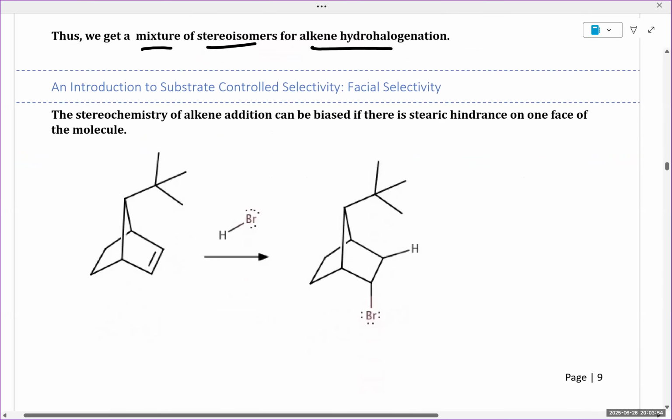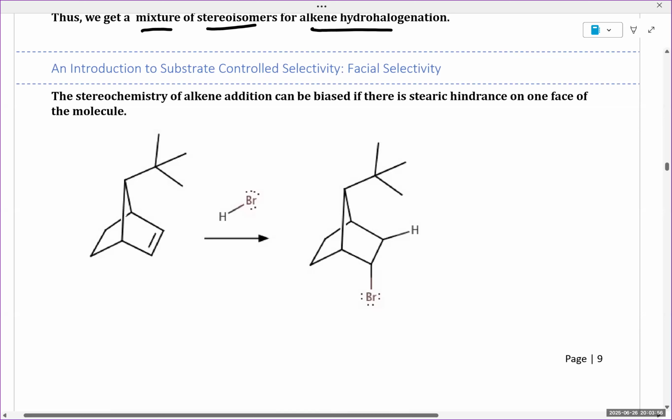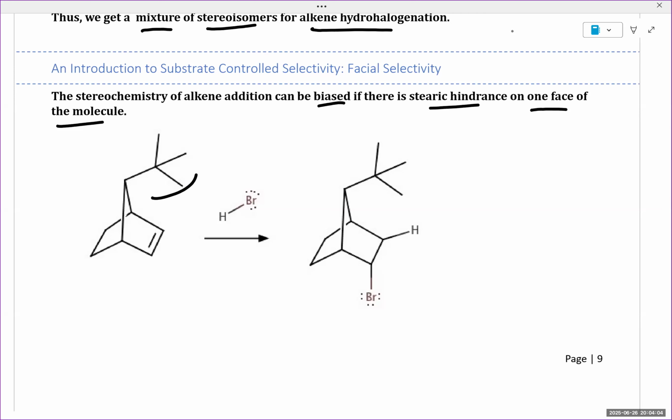One thing I would like to note is the stereochemistry of alkene addition can be biased if there is steric hindrance on one face of the molecule. For example, in the following substrate, the top face is blocked by this large group, and thus addition exclusively occurs from the more accessible bottom face of the molecule. This is an example of facial selectivity and substrate selectivity.